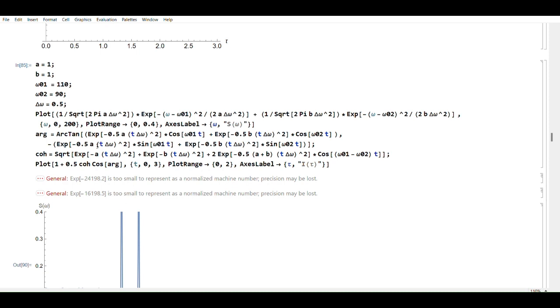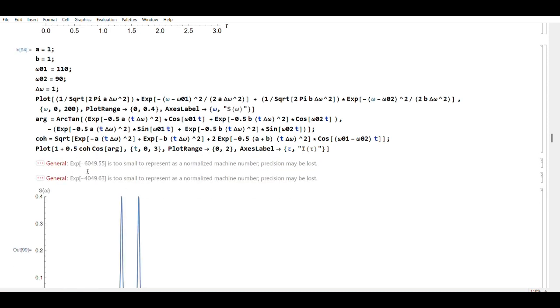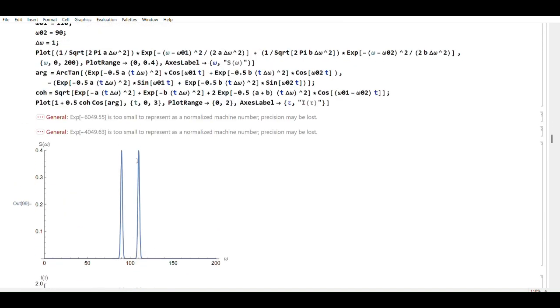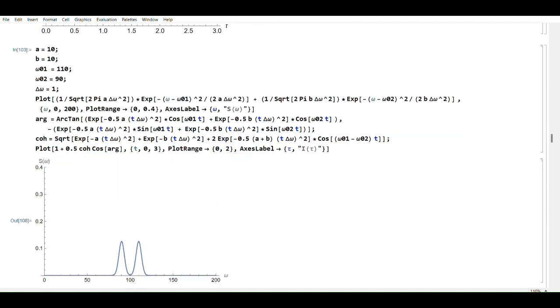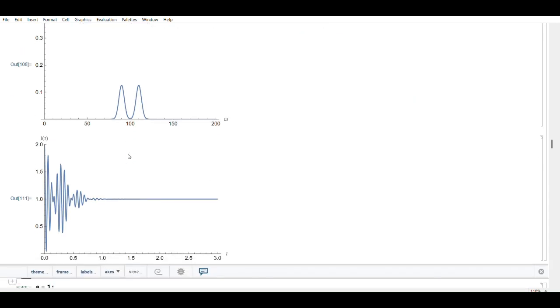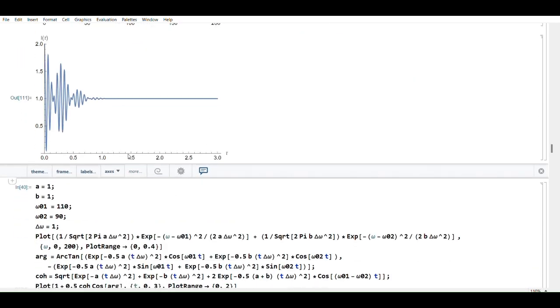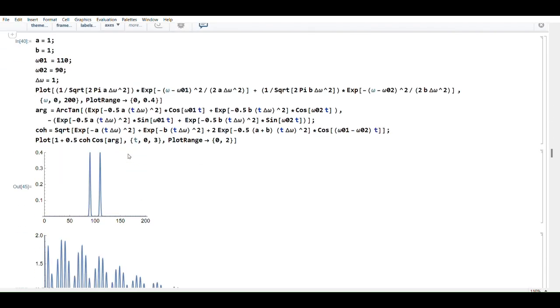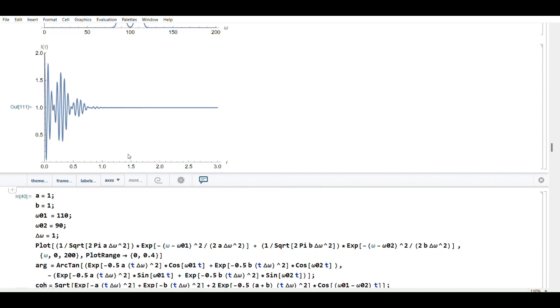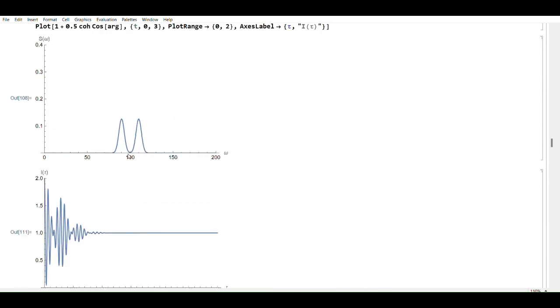Now if I reduce this from 1 to, let's say, 0.5, you see this becomes even broader. See that? Even more broader than this case. Okay, so let's bring it back to the original.